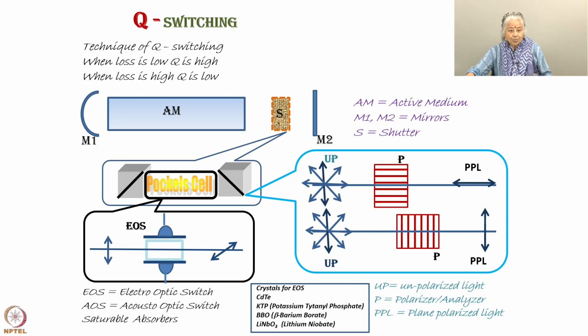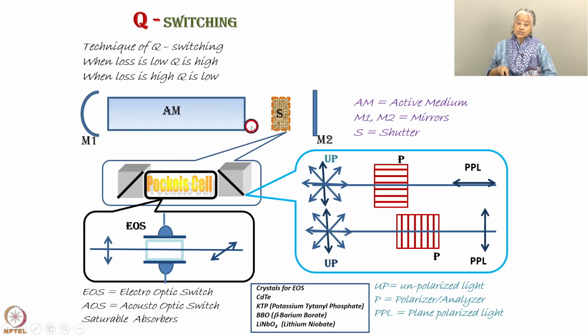So, let me go back to the resonator again. Here this is the resonator with mirrors M1 and M2, and this is the active medium, AM, and S is a kind of shutter. For the moment, you assume S is a shutter, some specific type, not any mechanical type as I have described before. So, a resonator with a shutter and these two mirrors.